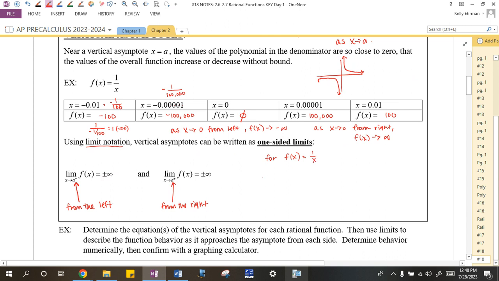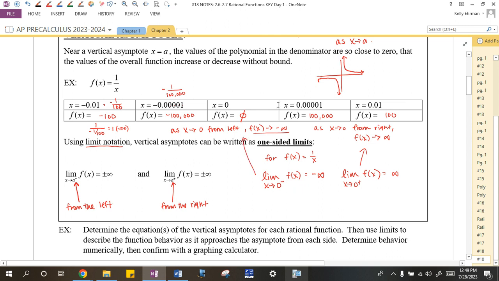instead of writing this out in words, I could say the limit as x approaches, what was our vertical asymptote? It was at x equals 0 from the left of f of x. What was that limit? I said the graph was approaching negative infinity, so that limit is equal to negative infinity. The limit doesn't exist. We're just telling you which direction the graph is headed. And the limit as x approaches 0 from the right of f of x is equal to positive infinity.